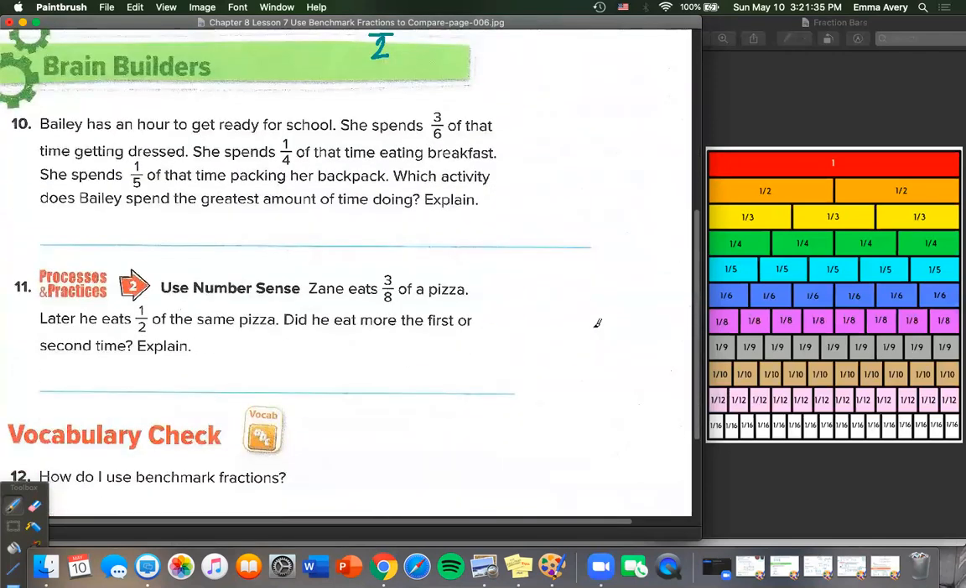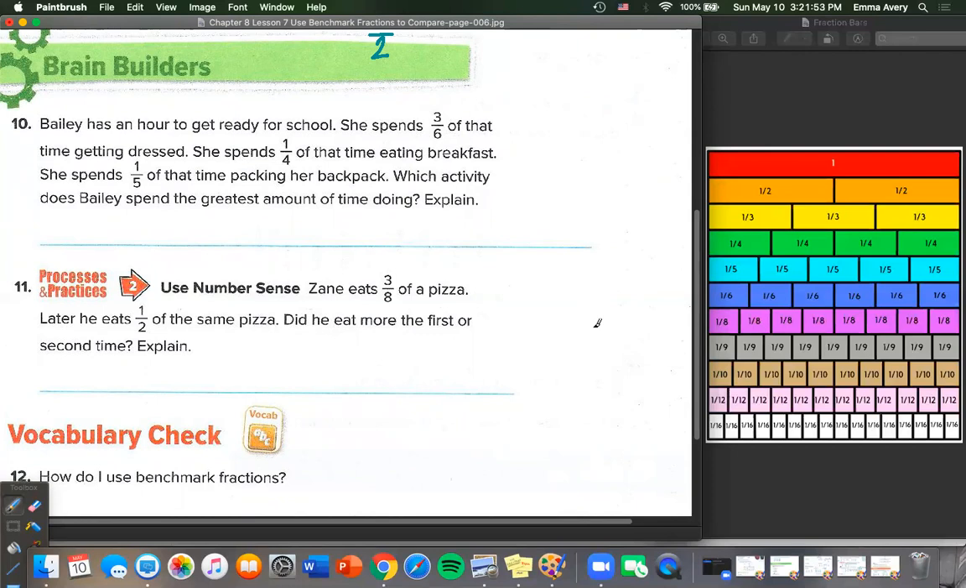On to number 10. Bailey has an hour to get ready for school. She spends 3/6 of that time getting dressed. She spends 1/4 of that time eating breakfast. She spends 1/5 of that time packing her backpack. Which activity does Bailey spend the greatest amount of time doing?